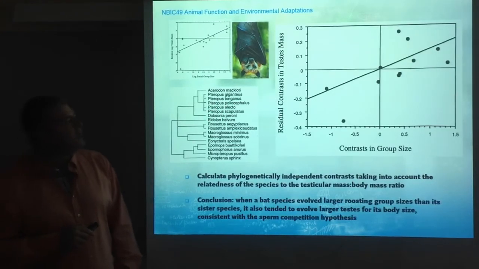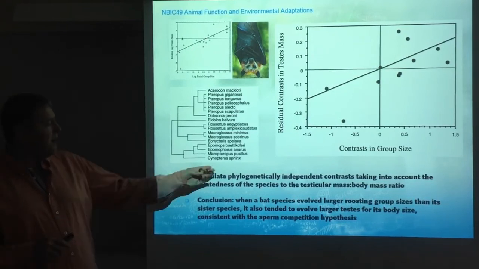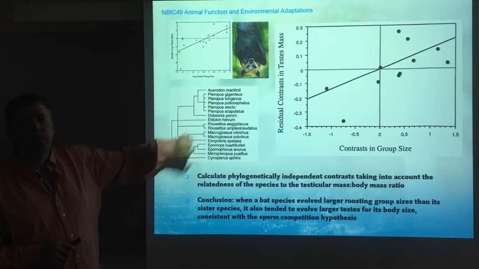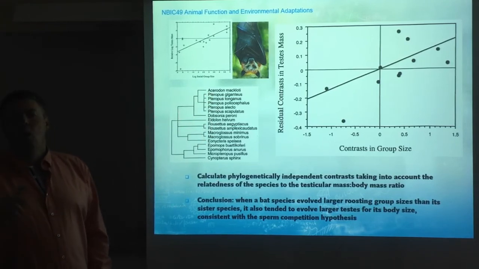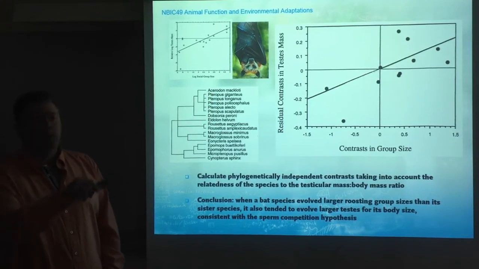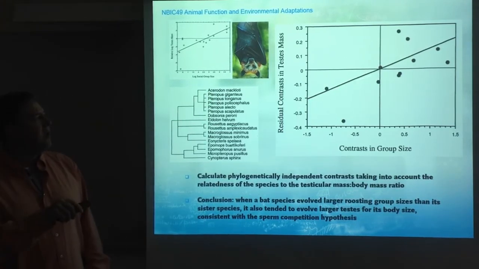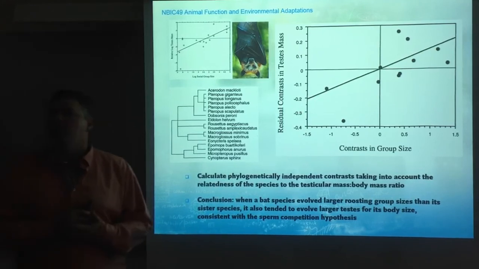And we come up with this number of points here. Notice that these points now are expressed in a different scale. You don't have the same number of samples here, and they appear in different positions. And that's because we have taken into account the relationship between species. When we take this into account, we still see a good correlation. Therefore, what this is telling us is that now we have support for the sperm competition hypothesis.